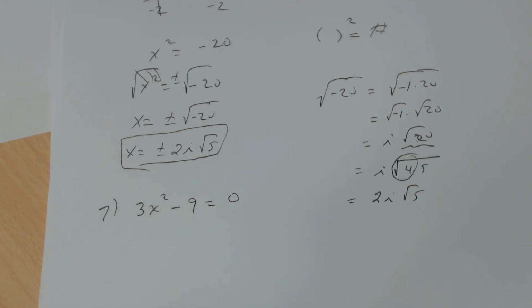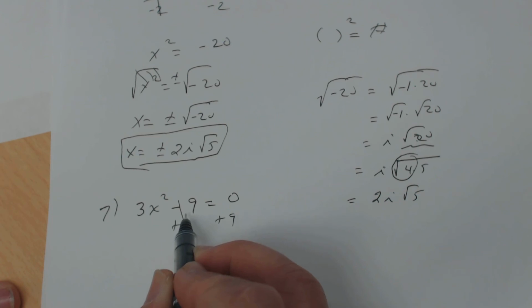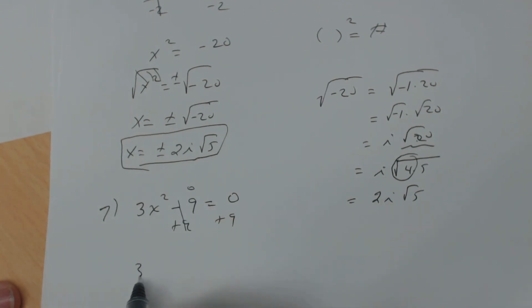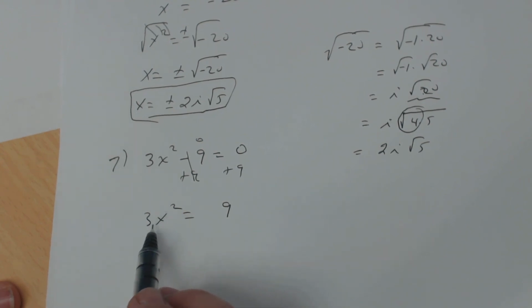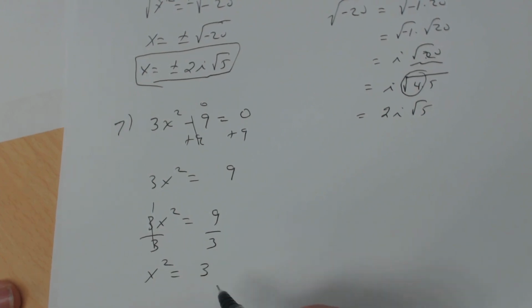So again, if you want to use the square root property, you've got to get x squared by itself. And so to get x squared by itself, I'm going to bring the 9 over. I'm going to add 9 to both sides. So negative 9 and 9 is 0. I get 3x squared equals 9. Remember, you've got to get x squared by itself, so I divide both sides by 3, just like this. So 3 divided by 3 is 1. 1 times x squared is x squared. 9 divided by 3 is 3.